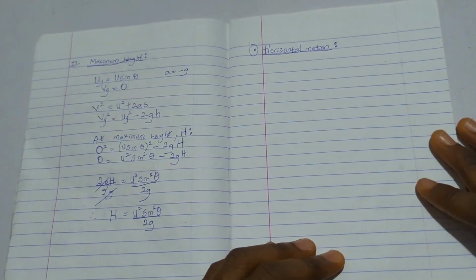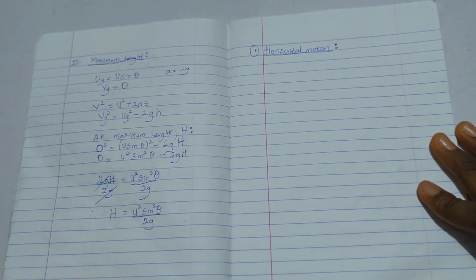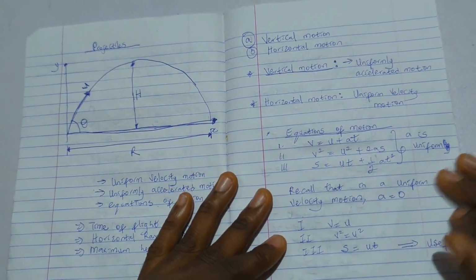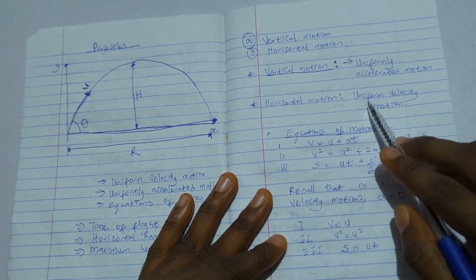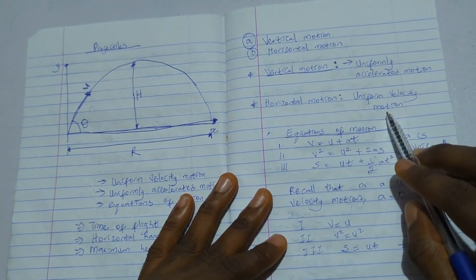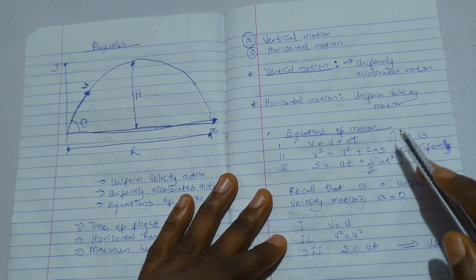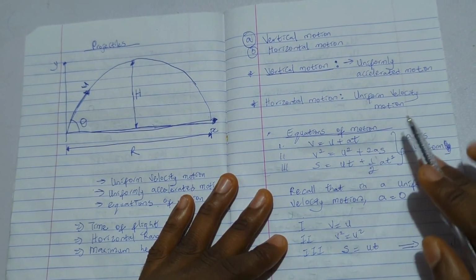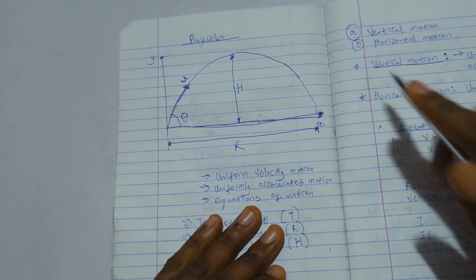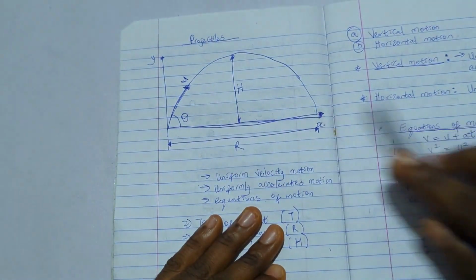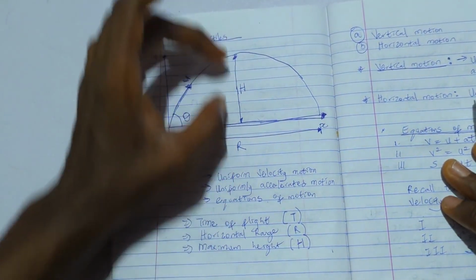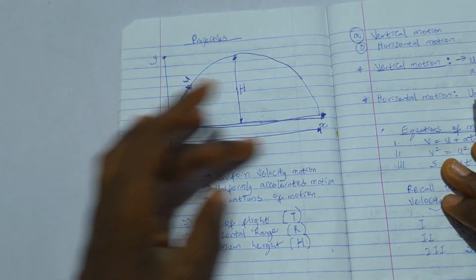Alright, so now let's discuss the horizontal motion. If you remember from the first part of this video, we said your horizontal motion is a uniform velocity motion. That's a case where the velocity throughout is the same. And that is because, why? Because your horizontal motion is unaffected by gravity. So your vertical motion is affected by gravity, but your horizontal motion is unaffected.